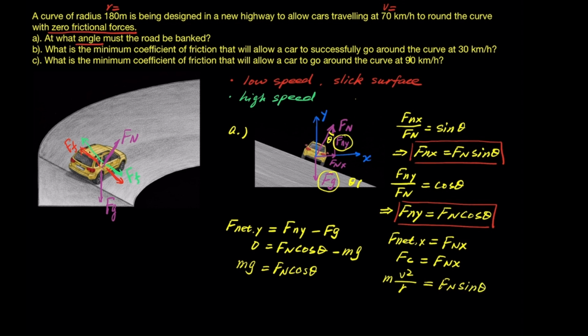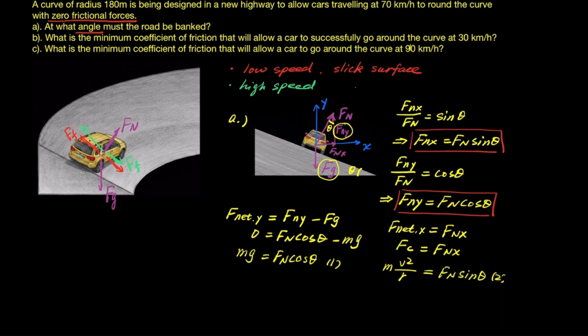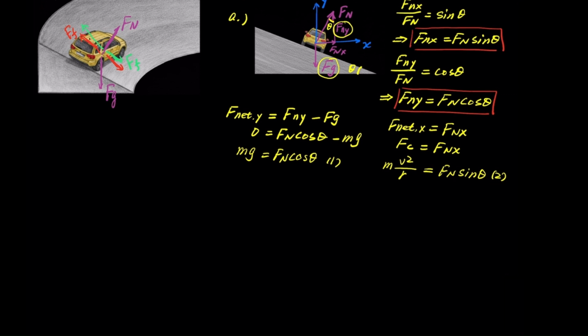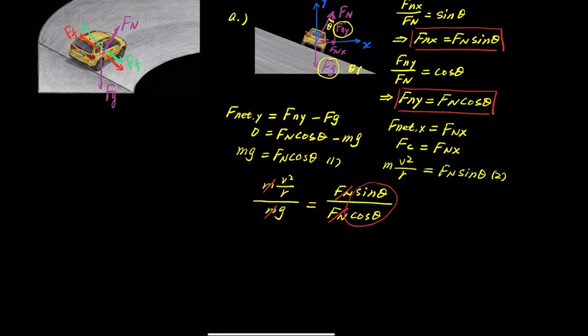Right, now you see we have two equations. This is equation 1, this is equation 2. If we divide equation 2 by equation 1, on the left side we have mv squared over r divided by mg. And on the right side, from equation 2 we have Fn sine theta, over, from equation 1, Fn cosine theta. Right away, we can eliminate Fn and the mass m from both the top and bottom of the fractions. We know sine theta over cosine theta is simply equal to tangent theta. So we arrive at our final equation: tangent theta equals v squared over rg.